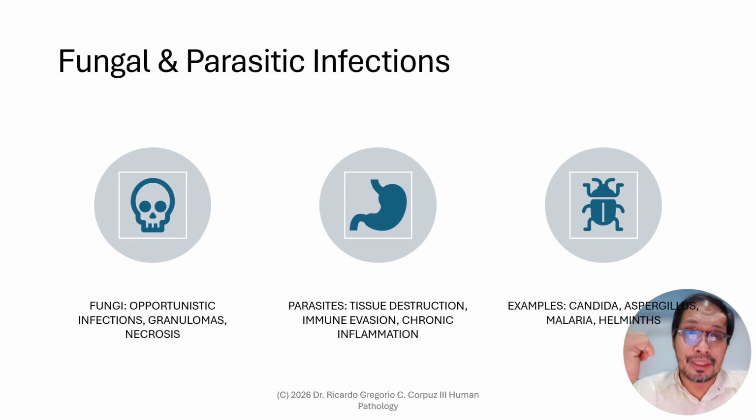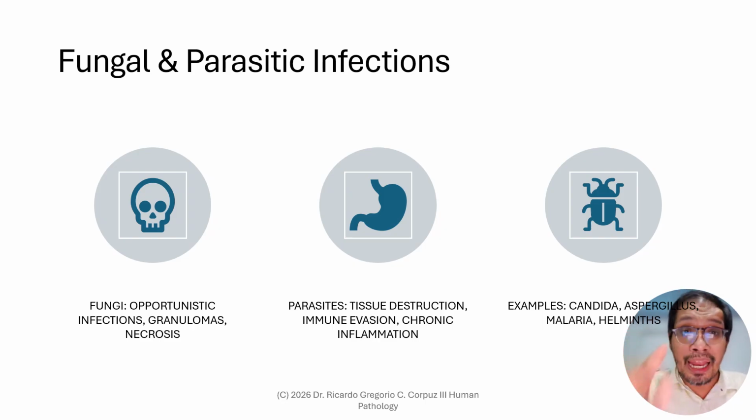Some key examples to highlight these infections. Candida: mucosal infection, invasive candidiasis in immunocompromised patients. Aspergillus: allergic bronchopulmonary aspergillosis, invasive aspergillosis. Malaria: hemolysis, anemia, cerebral malaria due to microvascular sequestration. Helminths: chronic inflammation, malnutrition, anemia, organ obstruction.